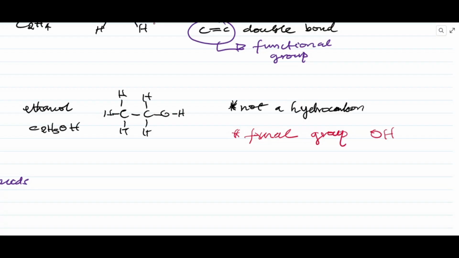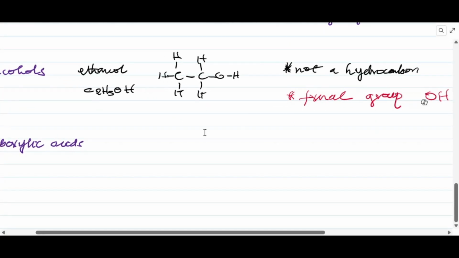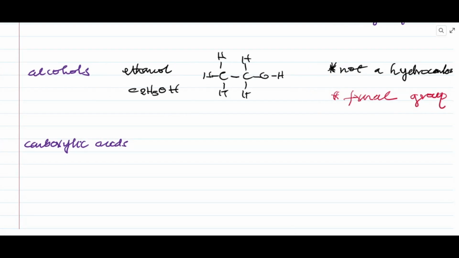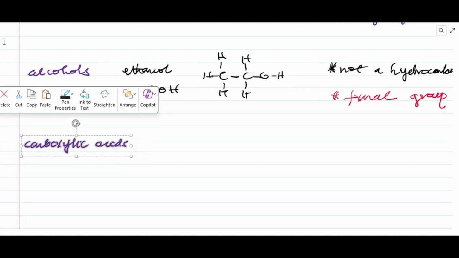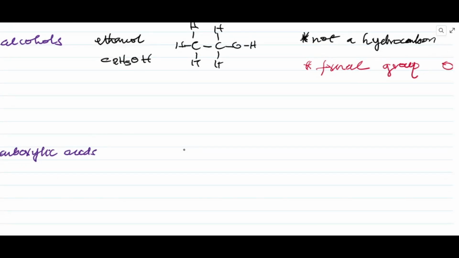So functional group is OH. So they will have OH group on them. And the last organic family member that we are considering today is the carboxylic acid. So the example that we are going to use for carboxylic acid is going to be what?